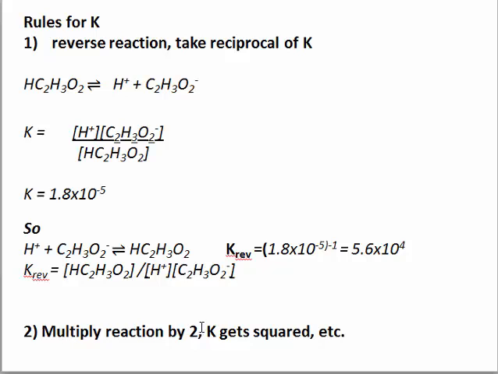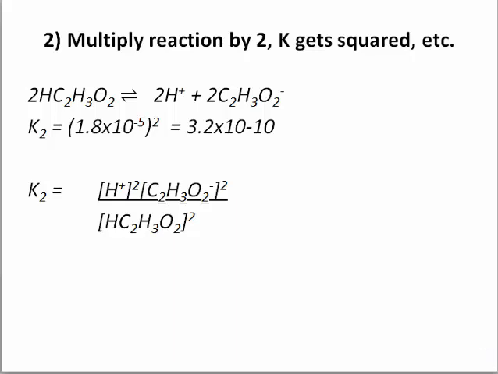Now let's consider a second rule. Consider multiplying reactions by 2, in which case I will show you that K gets squared. Here I've multiplied the reaction by 2. 2 acetic acids go to 2 H plus and 2 acetates. The equilibrium constant for this reaction, with all the coefficients doubled, is 1.8 times 10 to the minus 5 squared, or 3.2 times 10 to the minus 10.